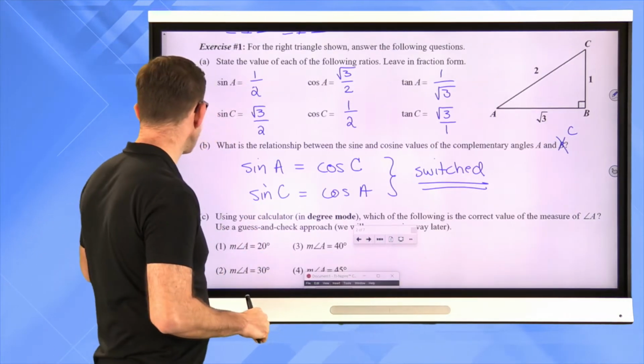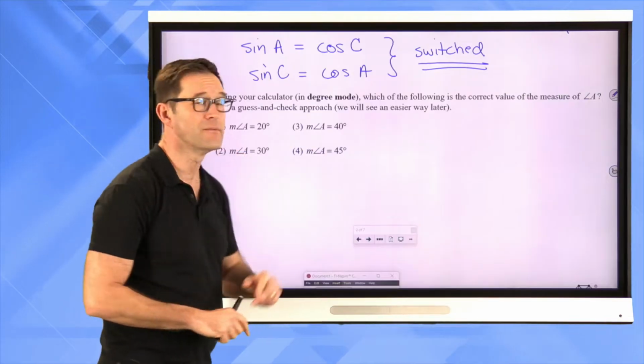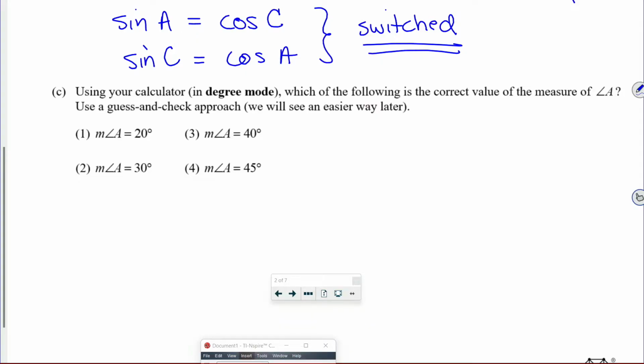All right, so let's take a look at letter C. Using your calculator in degree mode, which of the following is the correct value of the measurement of angle A? Use a guess and check approach. We will see an easier way later.